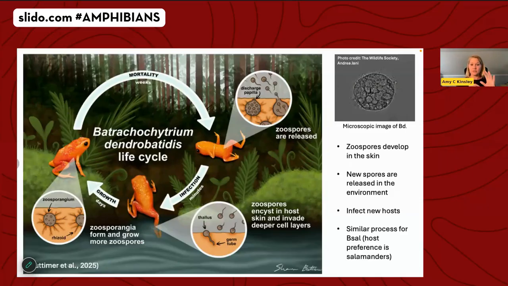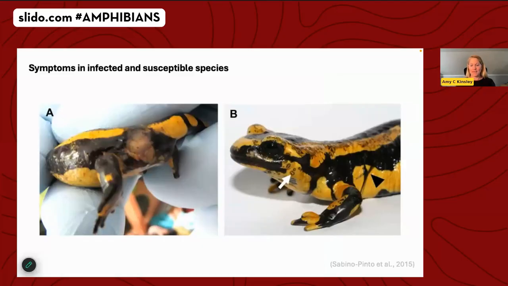The life cycle is very similar for BSAL, which tends to cause more destructive skin lesions. And BSAL prefers salamanders. Of the amphibian groups, it has a predisposition for salamander species. BSAL skin lesions can look like the ones that I'm showing here. They often show up as ulcers or areas of skin damage, but interestingly, these symptoms aren't diagnostic. Skin lesions can occur for a variety of other reasons.